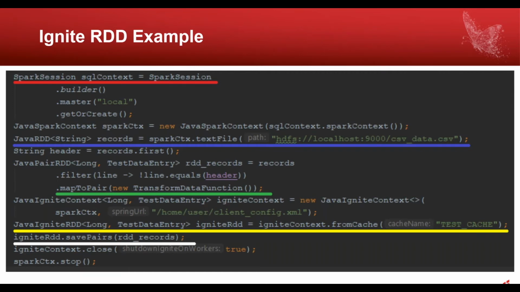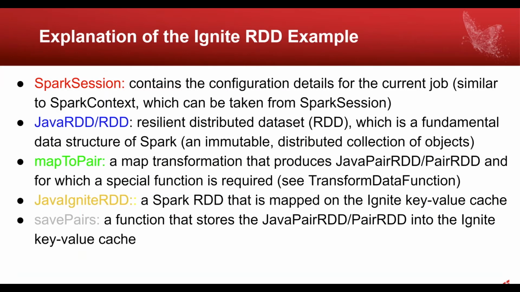Okay. On the next slide, you can see the explanation. Here you can see a Spark session, what it is, and Java RDD, or just RDD in Scala. It's a special collection in Spark that is immutable. Map to pair functions create a Java pair RDD from a plain RDD, and Java IgniteRDD is a class developed by Apache Ignite that saves pairs. We discussed it on the previous slide.